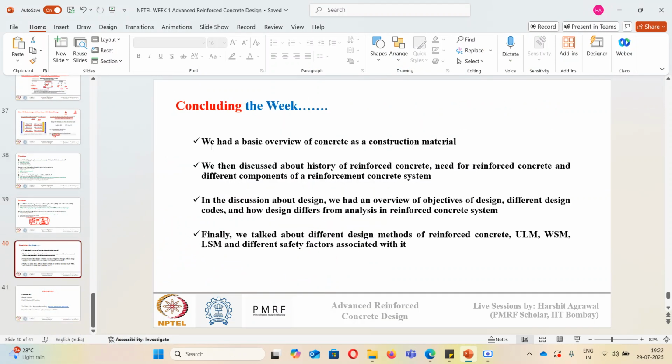So this was all for today's session. This was just an introduction to the course, more towards the history, the need for reinforced concrete, the objectives of design, why we need a code, how design differs from analysis, and what the different design methods are. That's all we have discussed in this session.